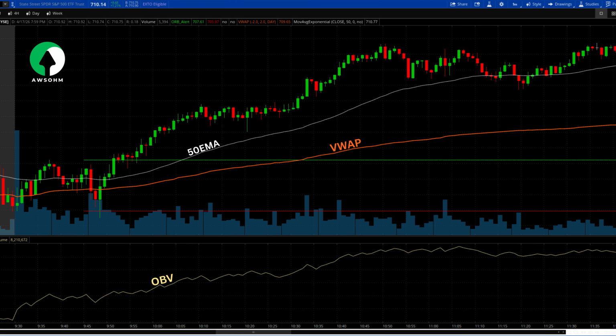Moving averages, trend structure. Short-term averages like exponential moving average, EMA, 9 EMA, 20 EMA provide directional context. OBV confirms whether pullbacks are weak or strong.